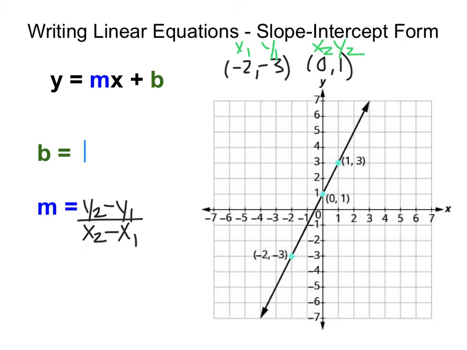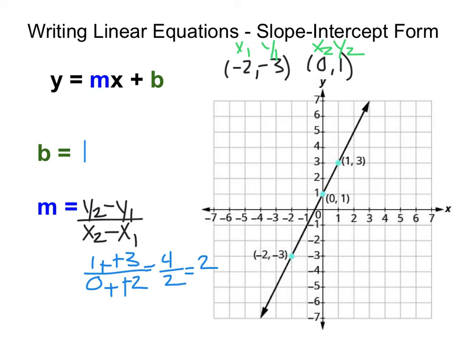Now we're going to fill those points into the formula. So y2 is 1, y1 is -3. So I have 1 minus -3 over x2 is 0, and x1 is -2. Now let's do the math. 1 plus 3 is 4 in the numerator, and 0 plus 2 is 2 in the denominator, and 4 divided by 2 is 2.